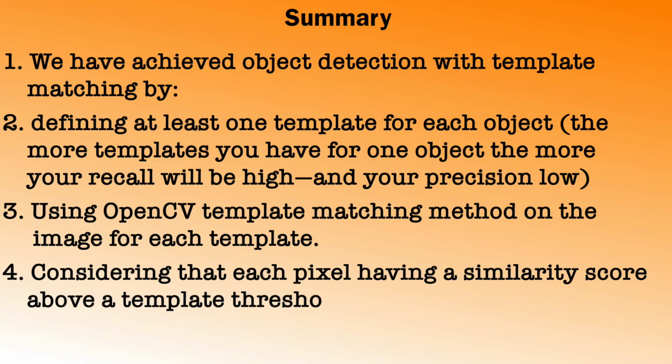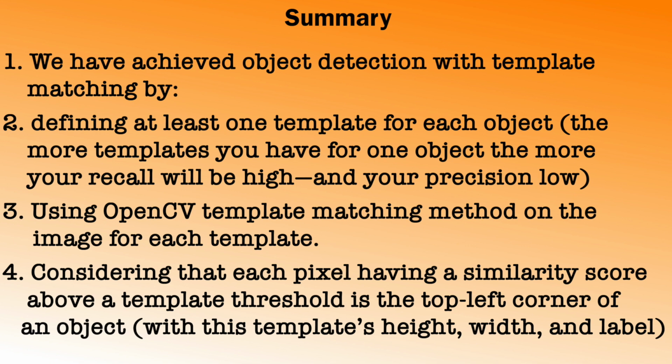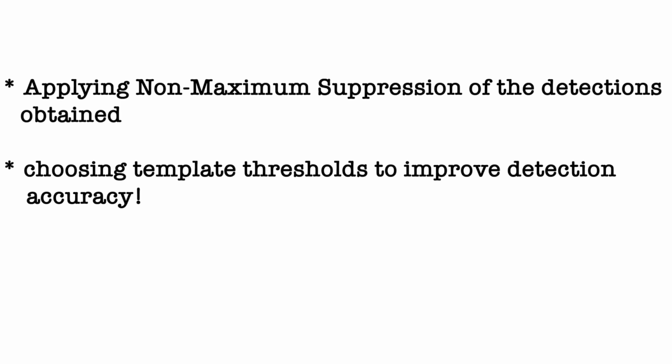We have achieved object detection with template matching by defining at least one template for each object. The more templates you have for one object, the higher your recall will be and the lower your precision. Using the OpenCV template matching method on the image for each template, each pixel having a similarity score above the template threshold is a top left corner, and the detected object has these templates' height, width and label. Applying non-maximum suppression to the detections and choosing the template threshold improves your detection accuracy.